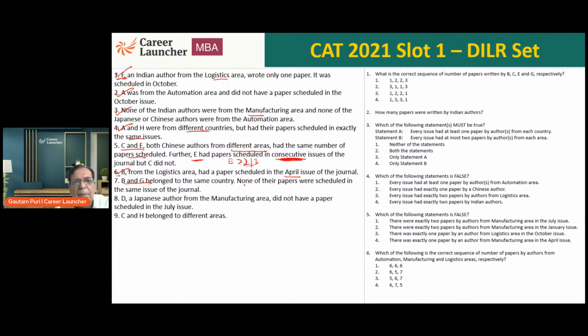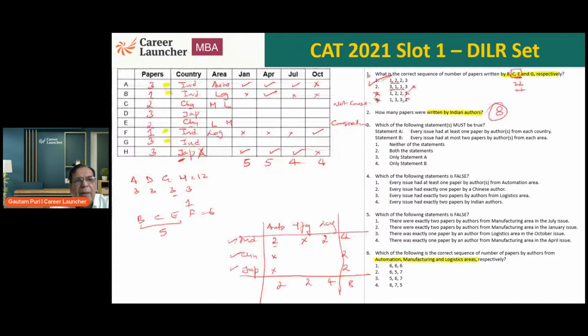Okay. B and G belong to the same country. None of their papers were scheduled in the same issue of the journal. B and G papers are not in the same issue of the journal. B has published a paper in April, only 1 paper. So that means G cannot publish a paper in April. But G has 3 papers. That means in the remaining 3 months, 3 issues, there will be a paper.